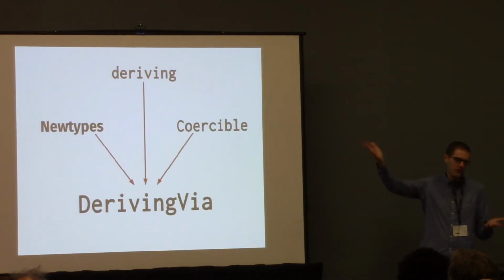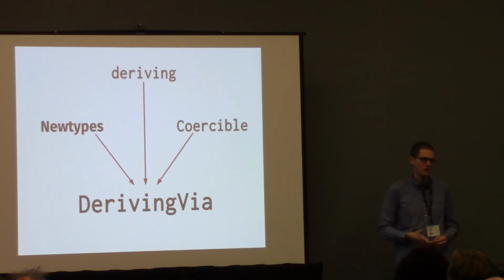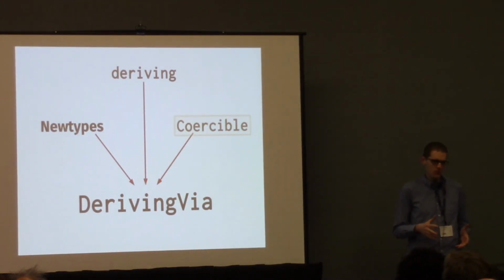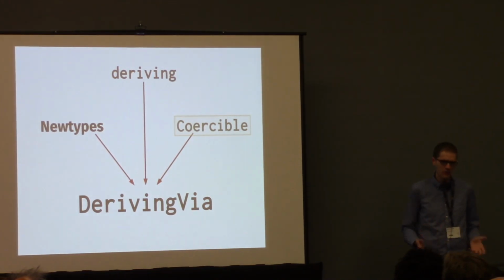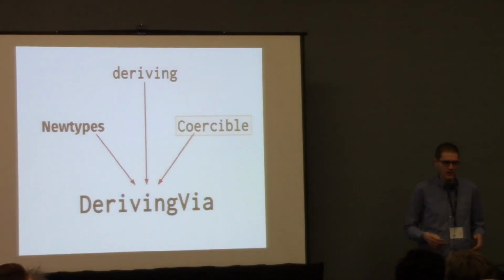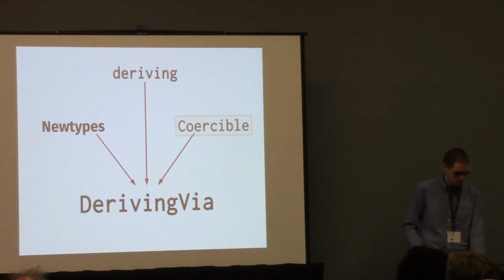So I just explained the roles that deriving and newtypes serve in this kind of general framework. The one thing I haven't explained yet is this Coercible bit. So let me take a brief segue and explain what Coercible is and the kind of thing that it lets you do, and then we'll segue back into the conversation of DerivingVia and show how Coercible powers it.